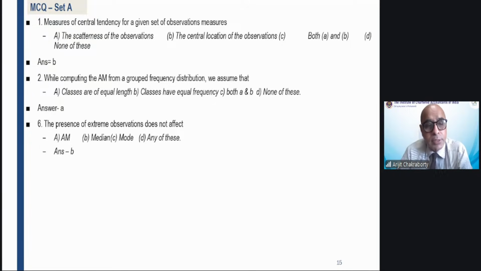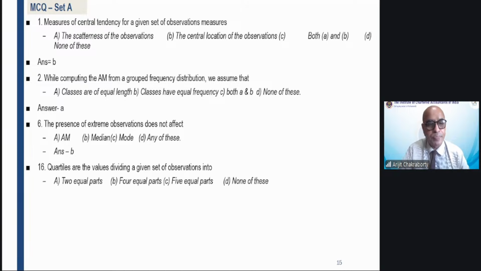Question number 6, the presence of extreme observation does not affect. This is yet another example of a very important question, but it is not numerical. There are no numbers given. It is a theoretical question, but theory means it is concept based. The presence of extreme observations does not affect which of the above. Arithmetic mean will be affected, but median will not be affected. So question number 6, option B is the right answer.